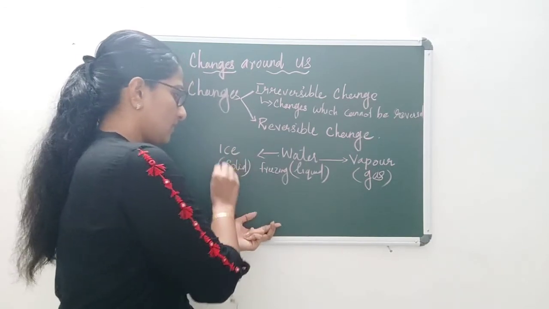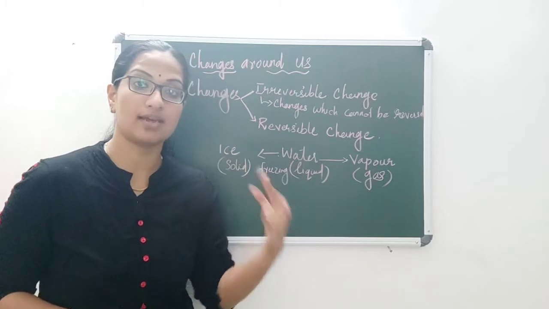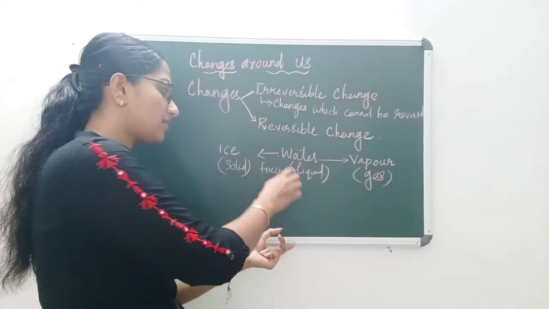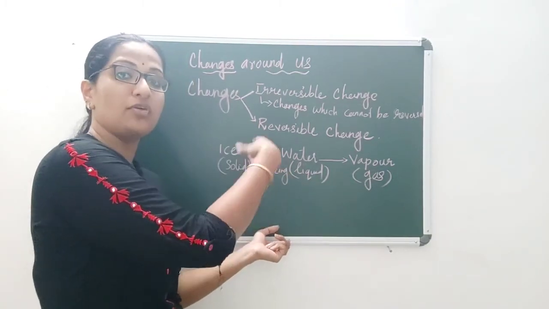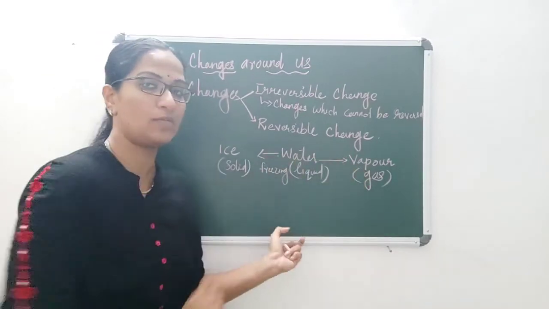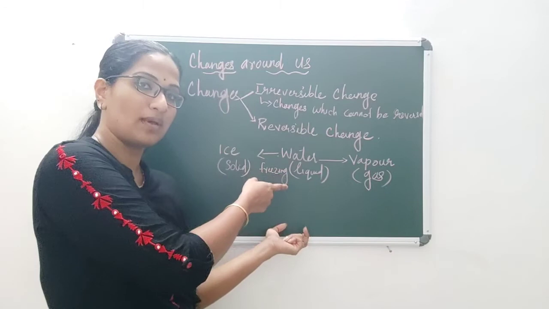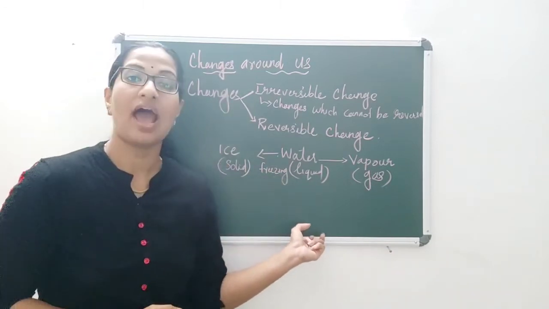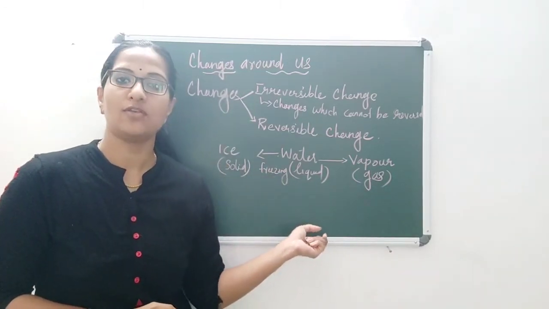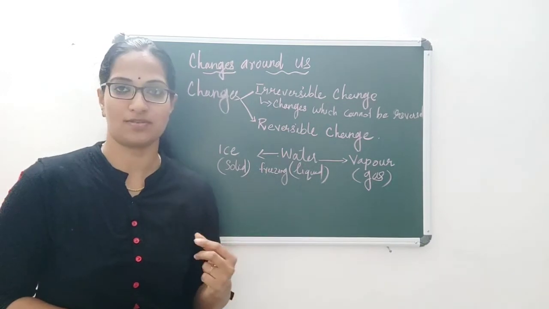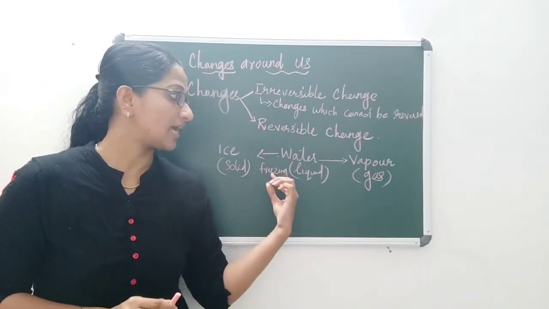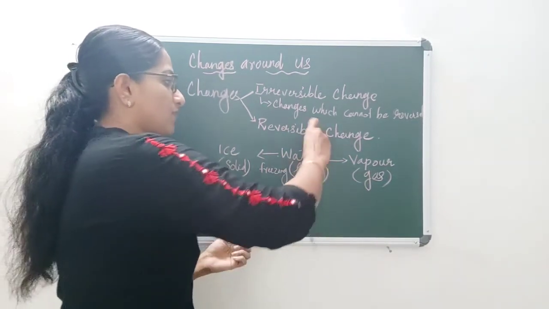Look here. Water can exist in three different states. The first is the liquid form. When you heat it, it converts to water vapor, the gaseous form. And when you cool it, it converts back to ice. So it can exist in different forms, and this type of change is the reversible change.